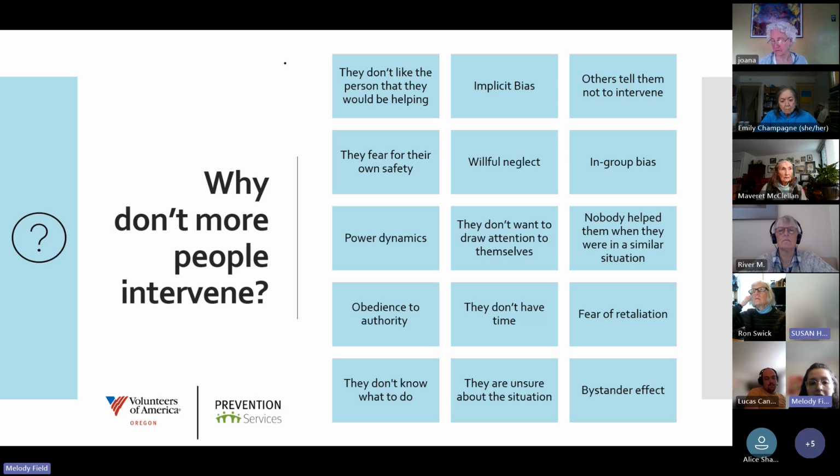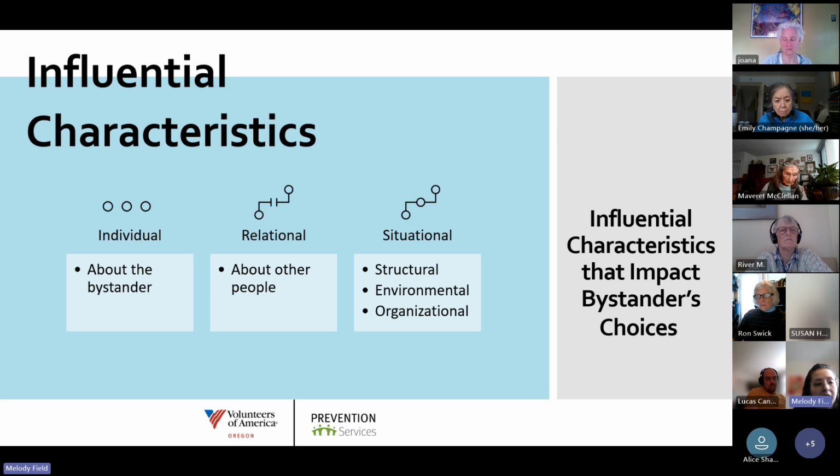and these are barriers that bystanders face and are the reasons behind their choices on whether or not they intervene. These can be grouped into three categories: individual, relational, and situational. Individual reasons are about the bystander themselves, relational reasons are about other people, and situational reasons are about structural, environmental, and organizational reasons. It can be a combination of these things that impact whether or not folks decide to intervene.